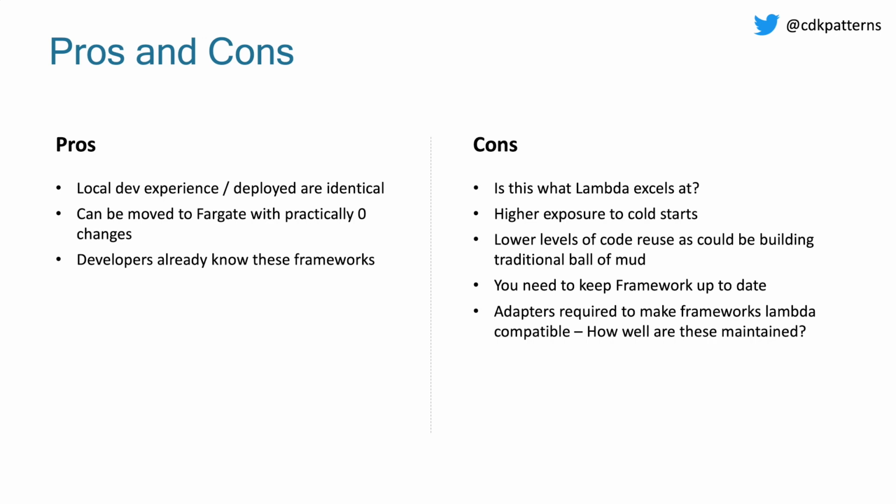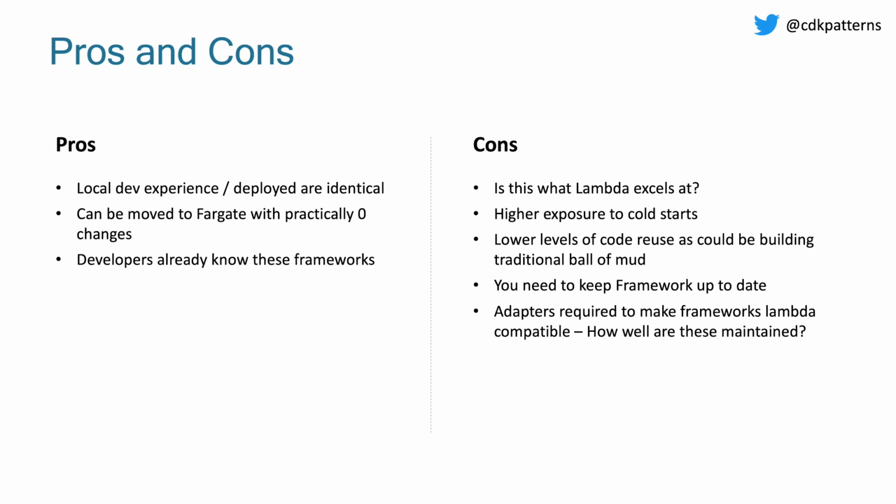The second one is that because you're using Lambda like a Fargate container or like a Docker container, you could deploy this to Fargate if it gets too big for Lambda with pretty much zero changes. You could probably push it to both places if you really want. And then finally, developers already know these frameworks. So if you're sitting with a Flask service on-prem and you need to get it to the cloud, and it doesn't really matter how quickly it responds and it has a low volume of traffic, perfect pattern.